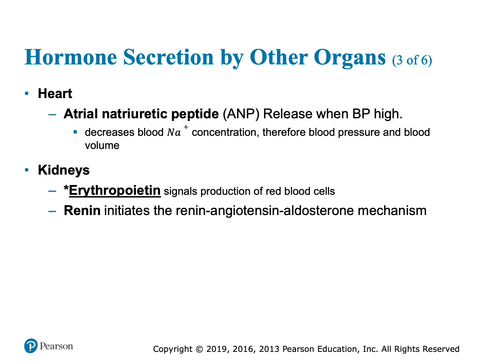And so it is going to release renin to initiate that renin-angiotensin-aldosterone mechanism. In the end, remember, we're going to end up with some aldosterone, which makes you hold on to salt, which makes you hold on to water, which eventually raises your blood pressure. So ANP wants a lower blood pressure, and renin and aldosterone want a higher blood pressure.